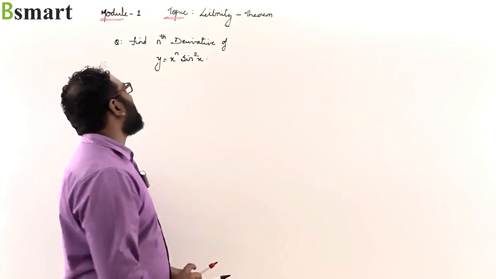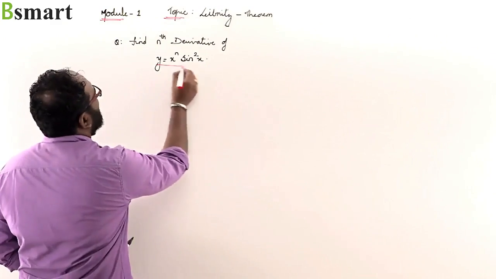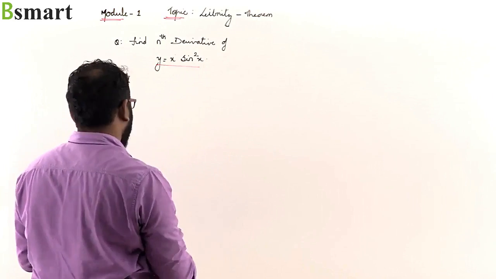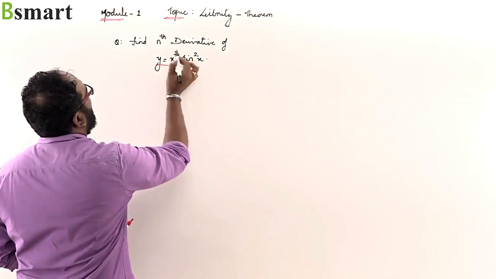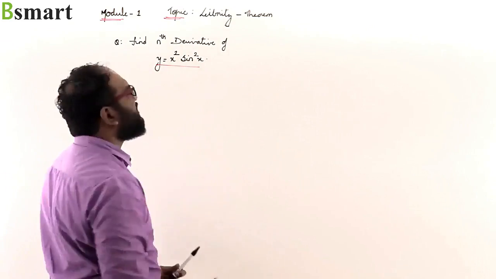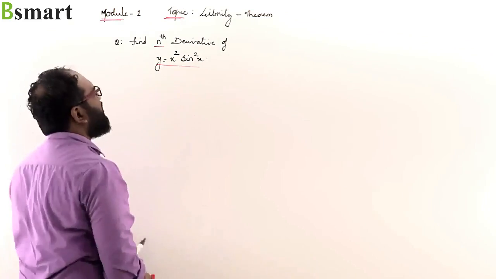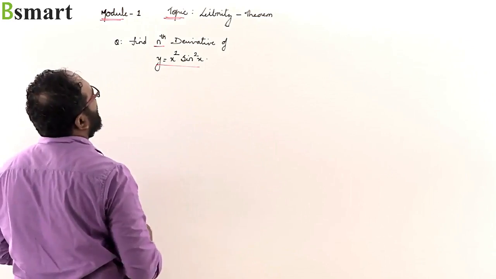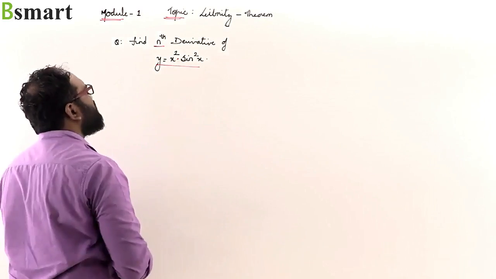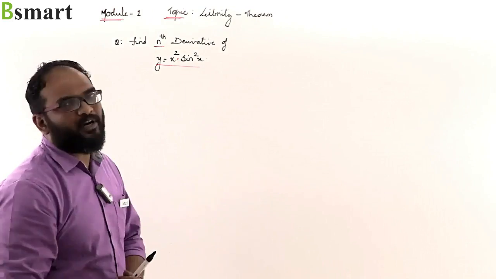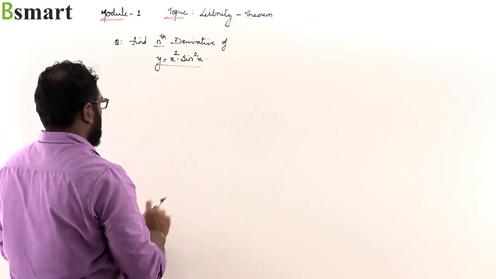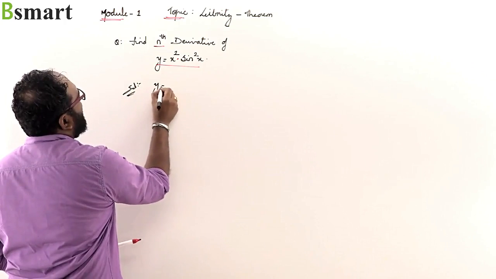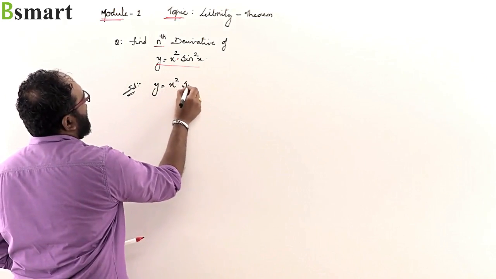Now consider the function y = x² sin²x, and we are asked to find the nth derivative of this function. As we have a product of two functions, we have to go with Leibniz theorem. So, given y = x² sin²x.